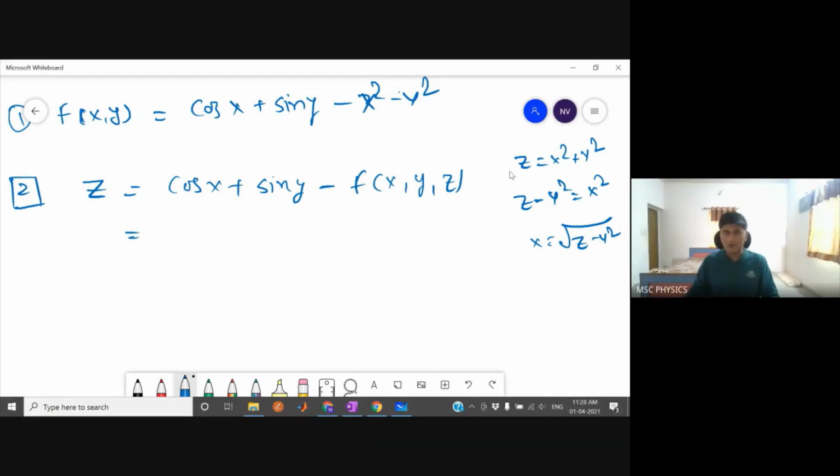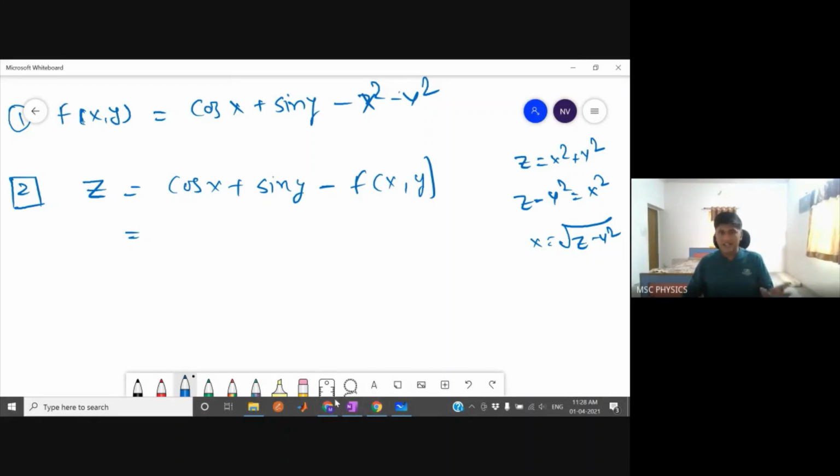And f is now also a function of which two variables? f is a function of x and y only, just as we proved, right? So z is completely a function of x, y, and f. Three variables.